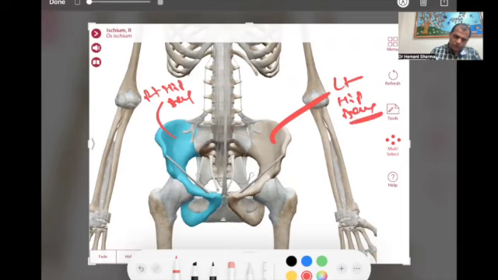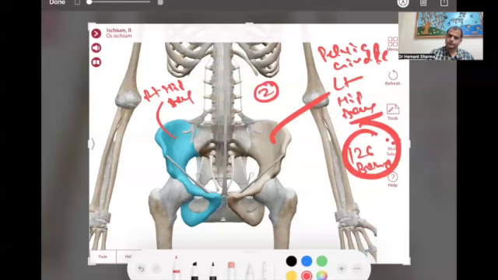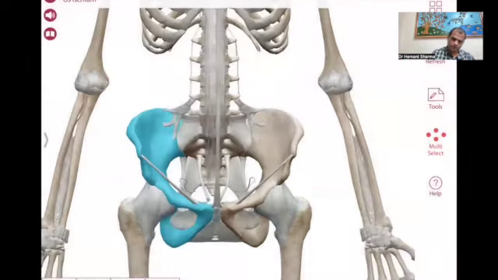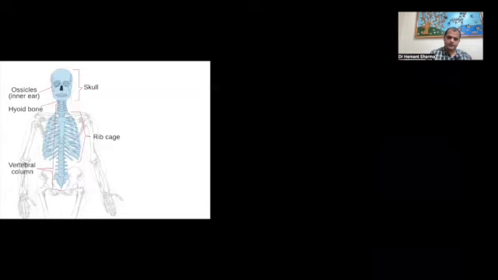Or both together are called pelvic area or the pelvic girdle. So these are the two bones. So in that way, this become 126 bones. So here the same thing is written here.